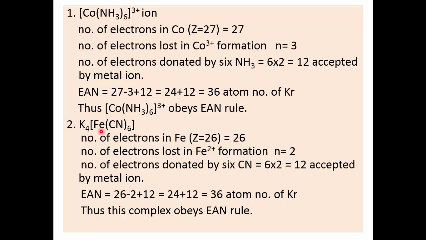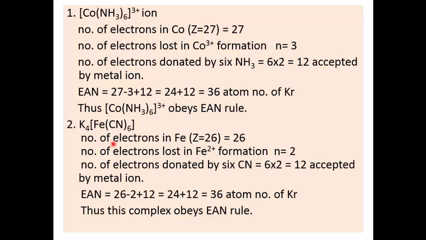Then see example number 2, K4[Fe(CN)6]. Here first calculate how Fe loses the electron. See, 6 cyanide ions are attached to Fe, and here there are K4, that means plus 4 charge. That means on square bracket there must be minus 4. So how is this minus 4 obtained? Cyanide 6, that means minus 6, and Fe must have 2 plus charge on this ion.